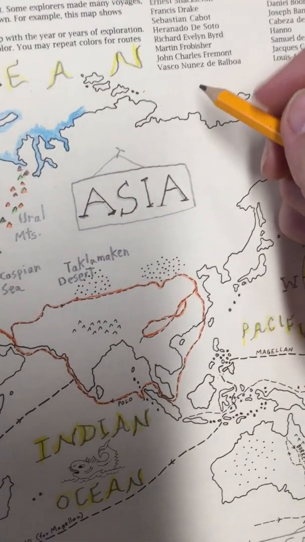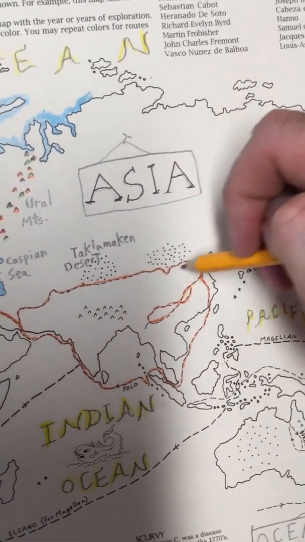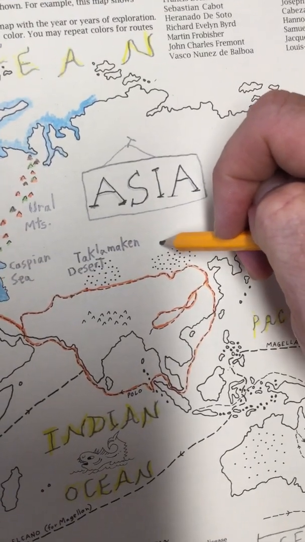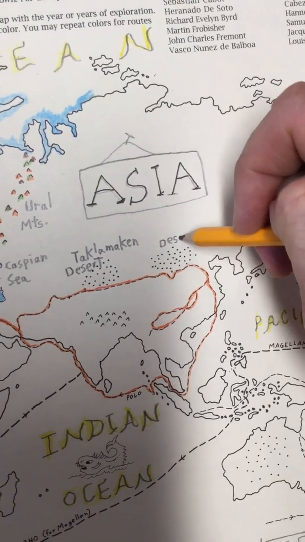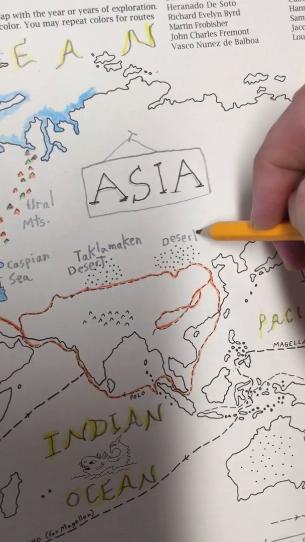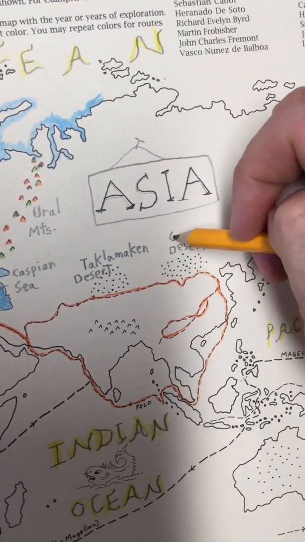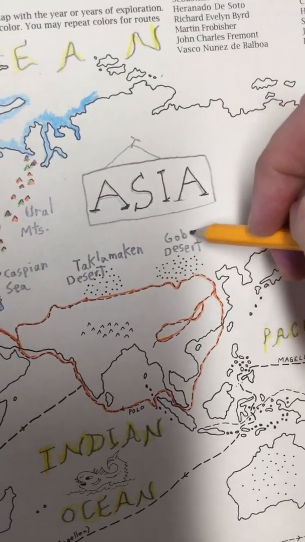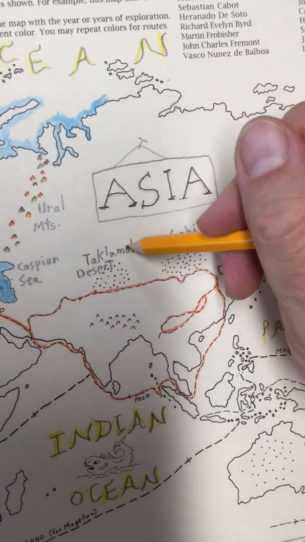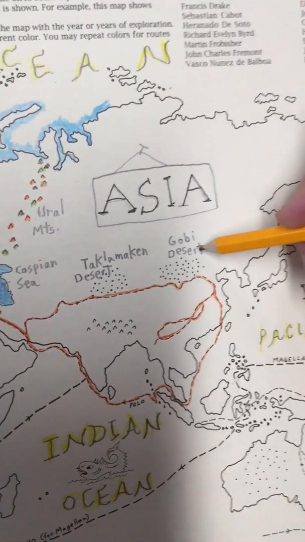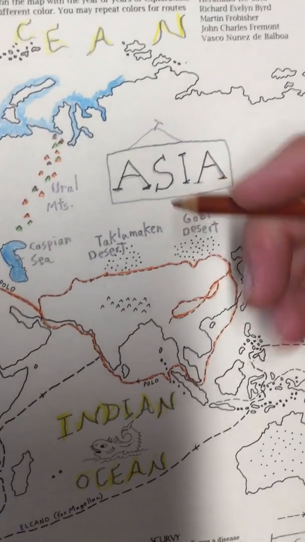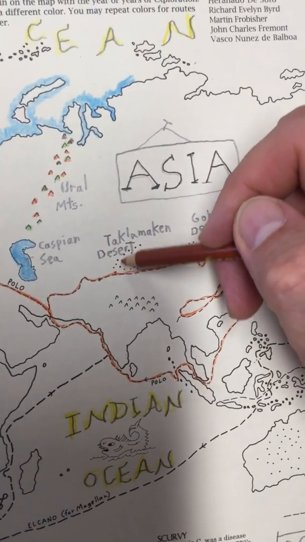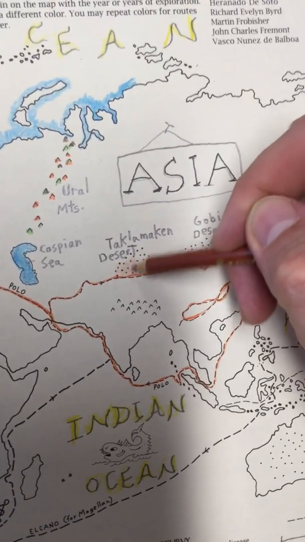Okay, and this one here is the Gobi Desert. So we got the Taklamakan Desert and the Gobi Desert. So let me get my light brown, and we'll add a little color to those deserts.